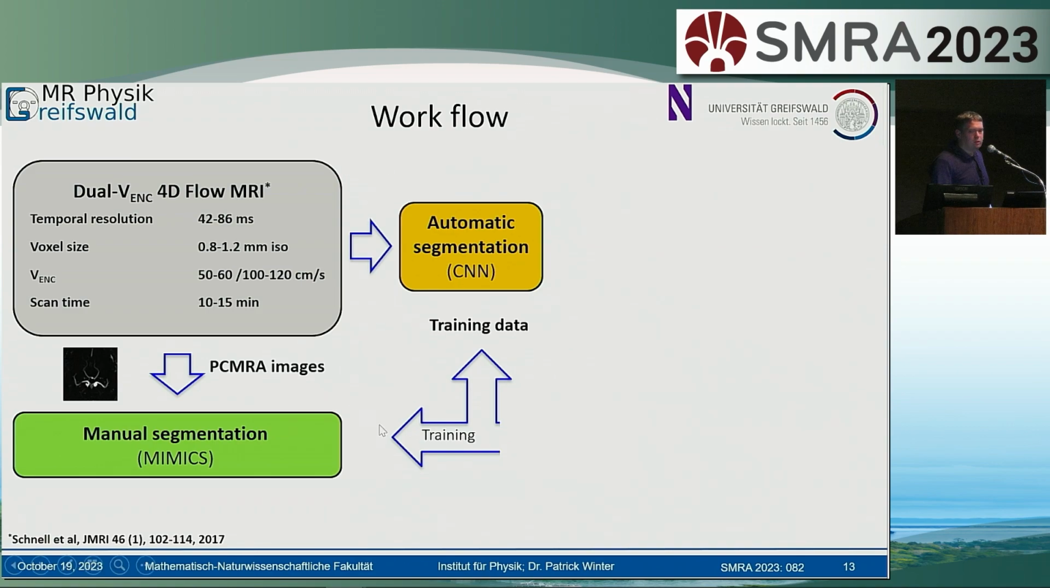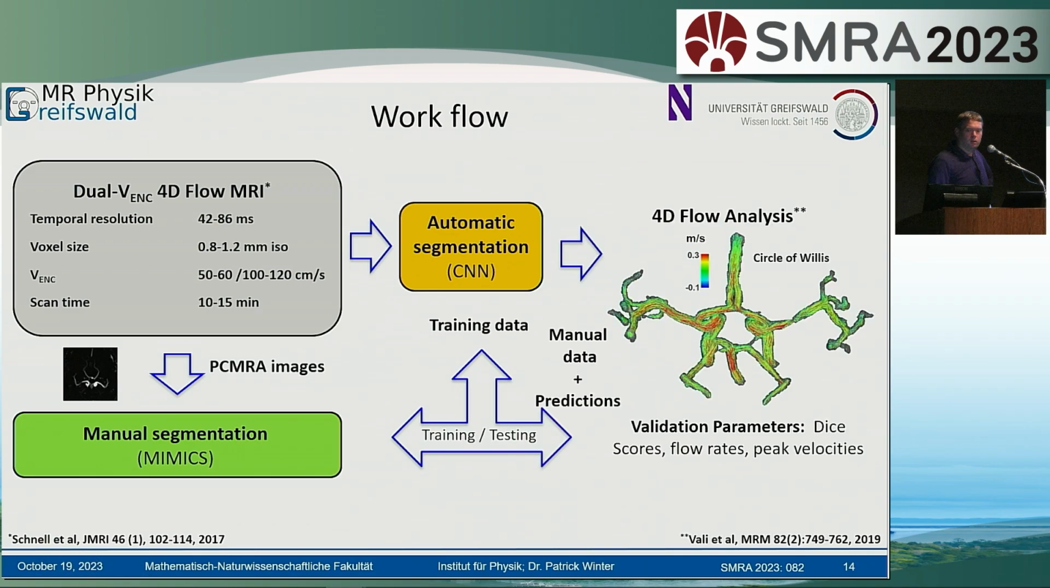After manual segmentation, we trained our convolutional neural network, and after the training, we compared the manual segmentation data with the predictions of the convolutional neural network. As validation parameters, we looked at the dice scores of the segmentation masks, as well as the flow rates and the peak velocity values in the large arteries of the Circle of Willis.